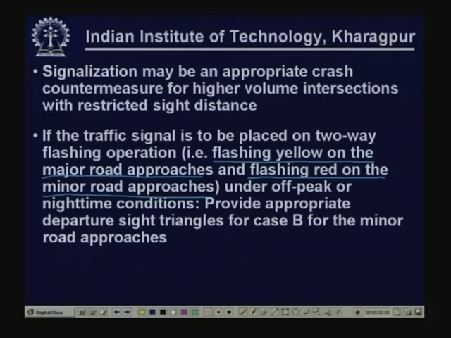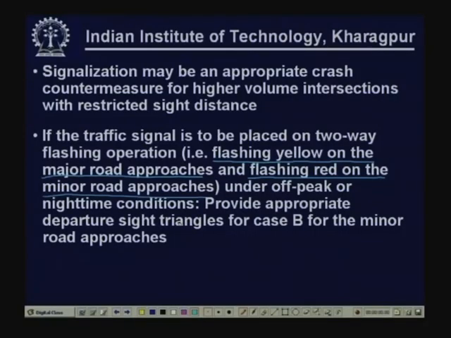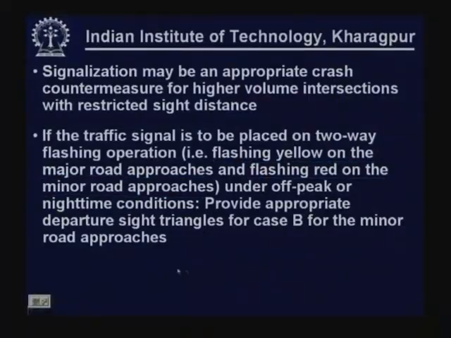If this is the operating condition, then it is necessary to provide appropriate departure side triangles for case B for the minor road approaches, because vehicles may stop. So, in that case, whatever considerations we have discussed for case B, that is for stop controlled approach, intersection with stop control on minor road, that is to be applied.